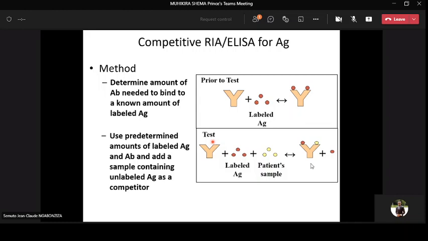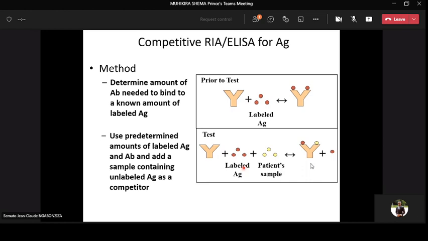And when you have the same kind of antigen, they will compete for these antibodies. So as antibodies are part of your reagent and the labeled antigen, you know the amount of labeled antigen you put in. And by having these competitive antigens in the patient's serum, you can be able to know how much antigen your sample had.